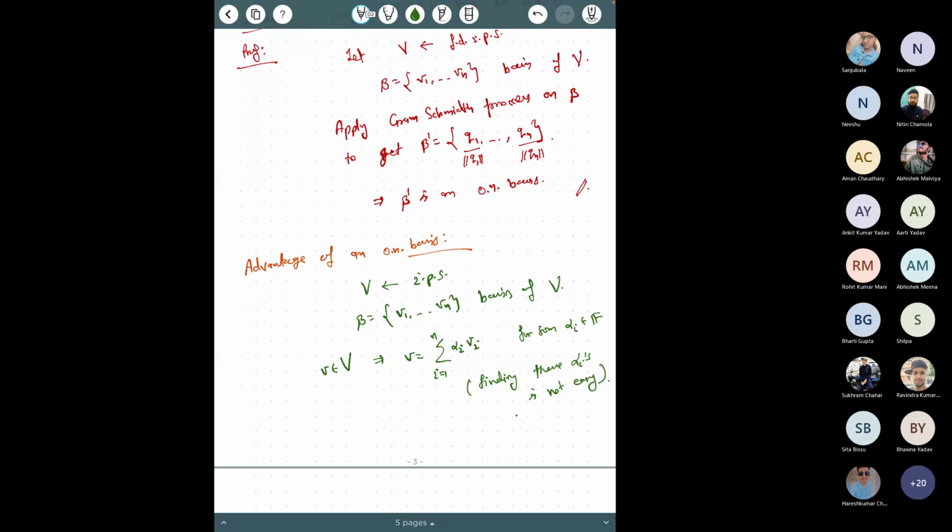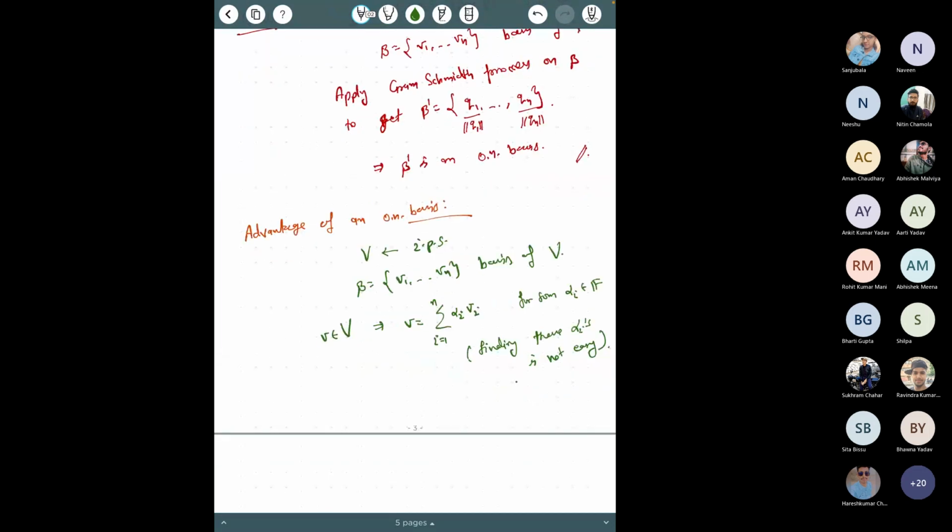This is sort of an existence result: if v is a vector, then it can be written as a linear combination of basis vectors. But what would be these alpha_i's, these coordinates? We cannot say immediately. We need to do some computation, and then we may or may not be able to find these coordinates easily. But instead, suppose we have an orthonormal basis. Since it's a finite dimensional inner product space, it will also have an orthonormal basis. So let's say q_1 to q_n is an orthonormal basis of V.